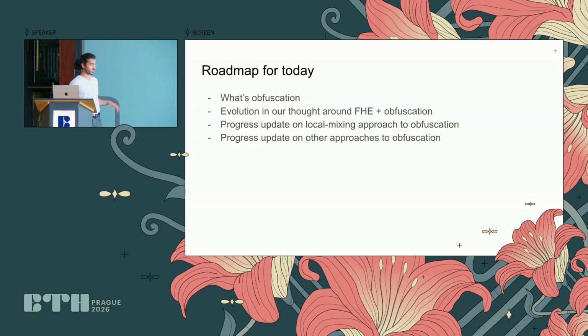OK, so the roadmap for today is that first I'll tell you what is obfuscation. And then I'll tell you about our evolution of thought around FHE plus obfuscation. And then I'll give you an update on the local mixing approach to obfuscation and an update on other approaches to obfuscation.